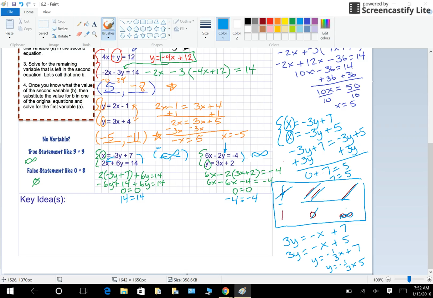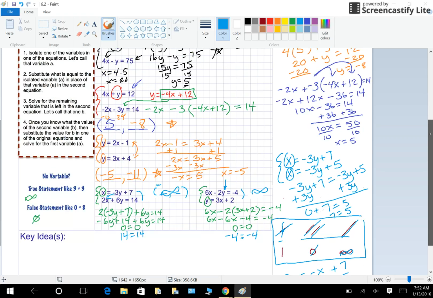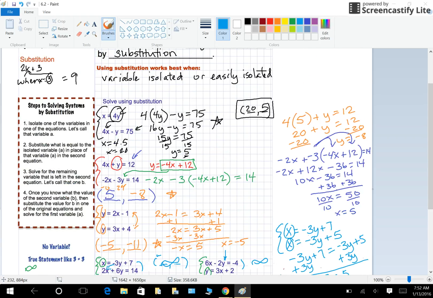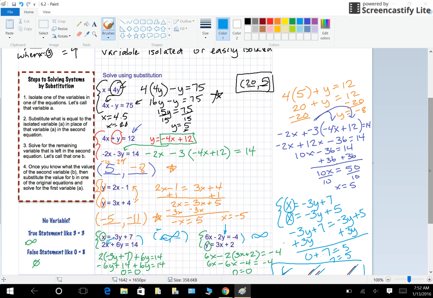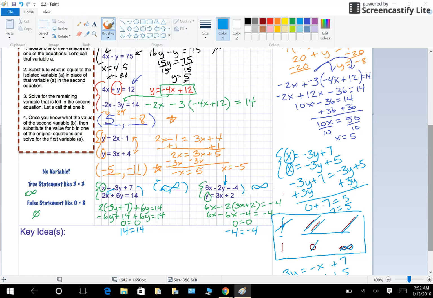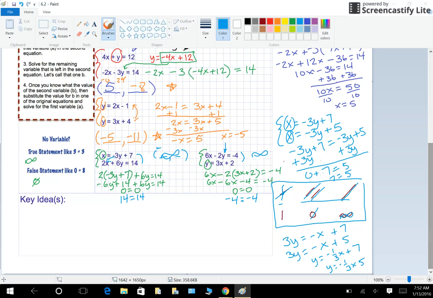All right, last thing. Up here are all the steps in how to solve systems of equations using substitution. And now all that you have to do is write yourself a key idea, an important idea that you want to remember when you're solving systems of equations right there at the bottom of your page.